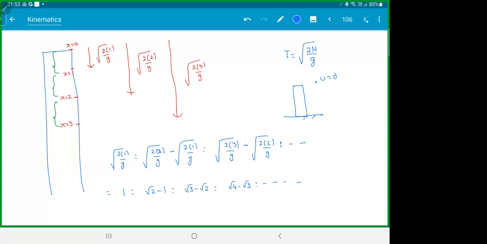Yeah, right, Arjun, you got it. Take it away. The third one is a good one. That's a ratio of time taken for the first meter, second meter, and third meter, and so on. This is time for the first 3 meters. I didn't ask you this. I asked you for the third meter.